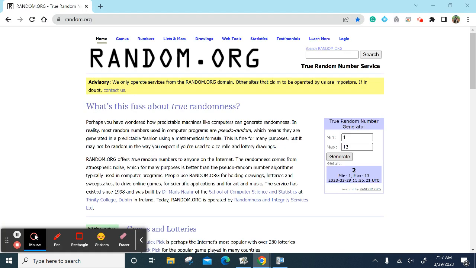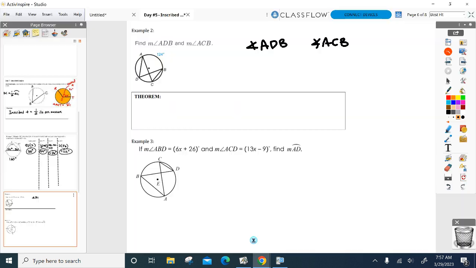What did you find out about the 2 angles? They're both 62 degrees. They're both equal, right? And they're both equal to what again? 62 degrees. Everyone sees that? Why are they both 62? Because they're both drawn to 124.